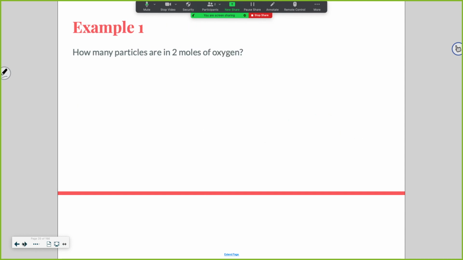All right, so example 1, how many particles are in 2 moles of oxygen? So first thing, let's identify our given and find. How many particles? If they're asking me how many, is that what they gave me or what they wanted me to find? They want me to find. Are in, and the number is almost always your given. They gave you 2 moles of oxygen. All right, so identify your given and your find.